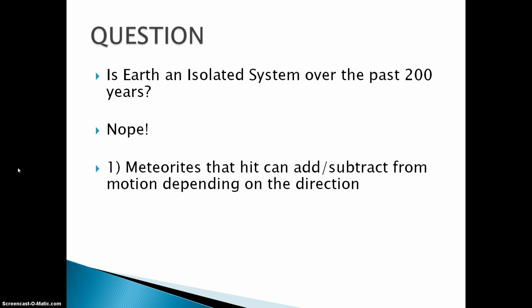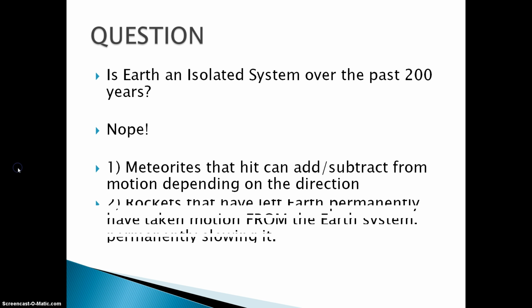First thing is, you have all these kind of meteorites that are hitting, and those are either going to add Earth's motion or take away Earth's motion, depending on which way they hit. If Earth is moving to the right in outer space and something hits left, that's going to take away motion. If Earth's moving right and something hits from the right, it's going to give it motion. And the second thing, which is kind of cool, is that rockets that leave Earth permanently have taken motion from the Earth to do it.